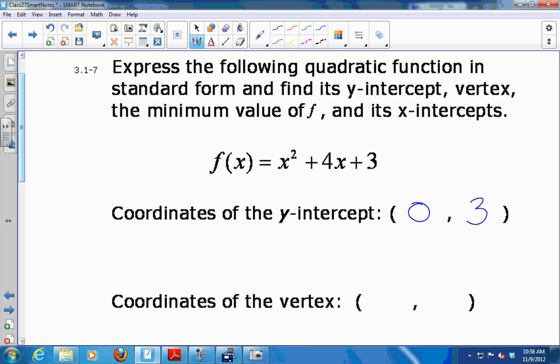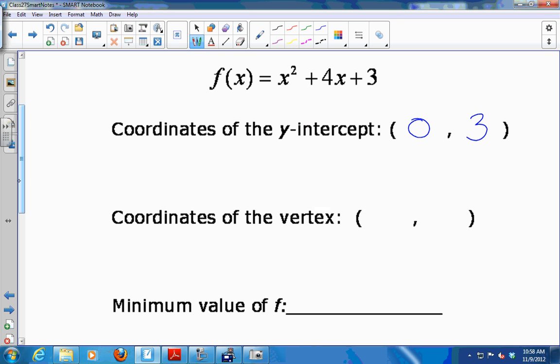And now the coordinates of my vertex would be negative b over 2a, gives me the x-coordinate. So negative b would be negative 4 over 2 times 1 is negative 2. That's the x-coordinate of my vertex, negative 2. To get the y-coordinate, I'm just going to take that negative 2 and plug it into the formula for f. So negative 2 squared is 4. 4 minus 8 is negative 4, plus 3 is negative 1.